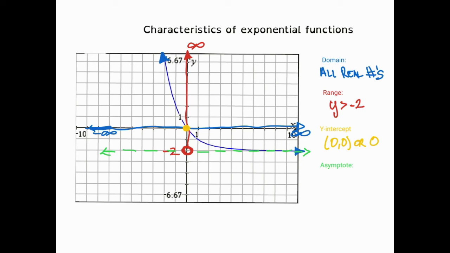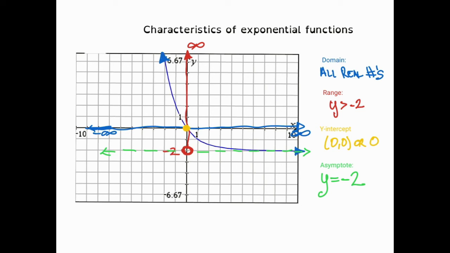So how can I say that? Well, this is a horizontal line, and horizontal lines are always y equals the y value that this line is at. It's at -2, so it'll be y equals -2.